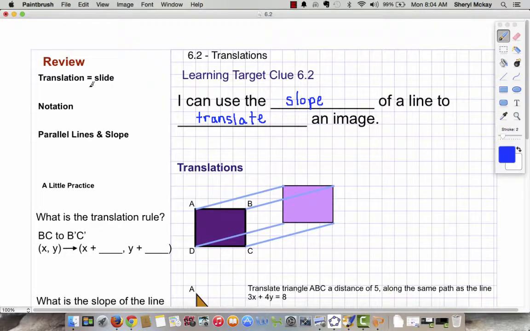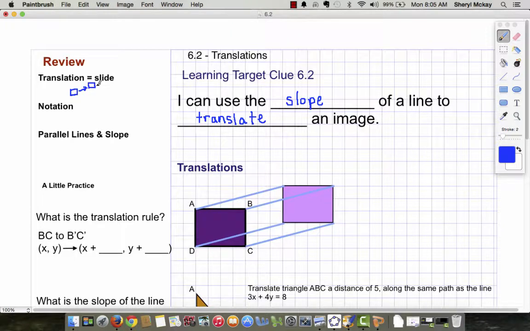Let's remember that a translation means a slide. It's one of our rigid motion transformations, and you were introduced to it in our last learning target. And now we're going to spend a little bit of time exploring translation. Remember that it's a slide. You take an image and make a direct copy of it, and you simply slide it from one position to another position, but it's an exact copy. You don't rotate it or flip it. It's just slid, like you took a piece of paper and slid it along the table.